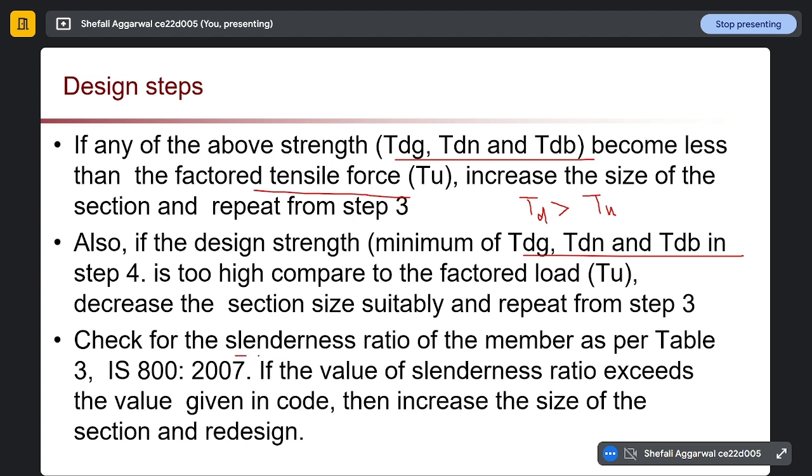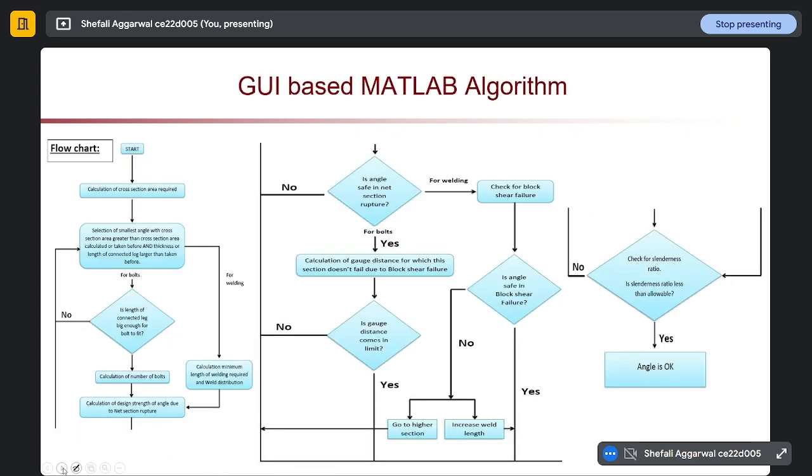So after getting our section, we will apply some checks. First check is the check for the slenderness ratio as per table 3, and if the value of slenderness ratio exceeds the value given in the code, then increase the size of the section and redesign. Okay. So these were the different design steps for designing a new tension member.